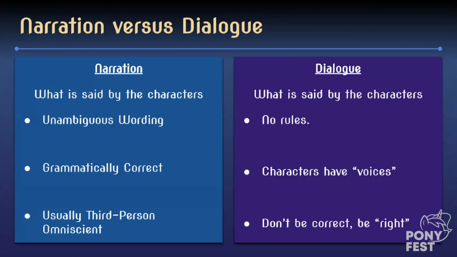So when you're in the prose process, you want to think about narration versus dialogue. Narration is what is said about what's going on. It's by the narrator, so it's you saying directly what's going on. So you want to use unambiguous wording, and you want to try and be as grammatically correct as possible, because your job here is to explain what's going on. And it's almost always third person omniscient.